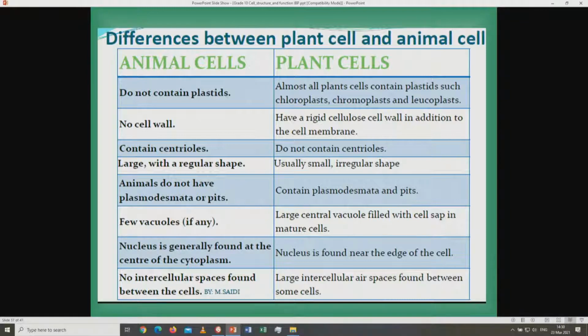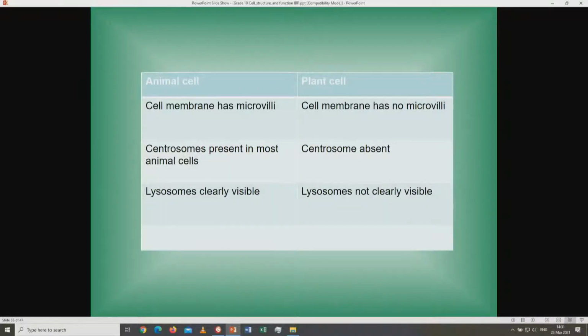Then the animal cell has a nucleus and it is generally found at the center of the cytoplasm, and in plant cells the nucleus is found near the edge of the cell. So it's on the inside in the one and on the edge of the cell in the other. Then in the animal cell, there are no intercellular spaces found between the cells, where in plants there are large intercellular air spaces found between the cells.